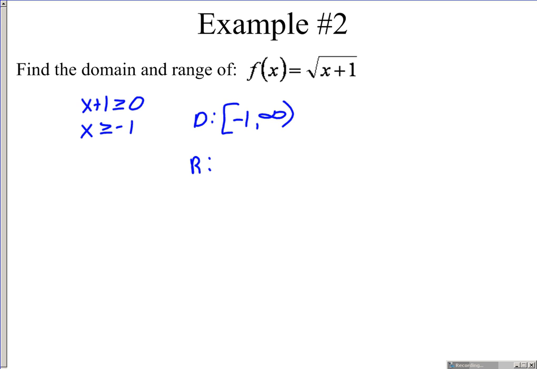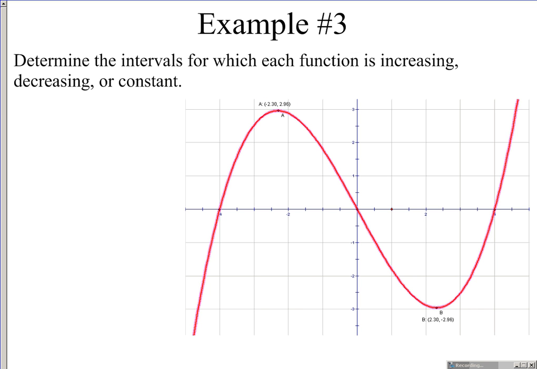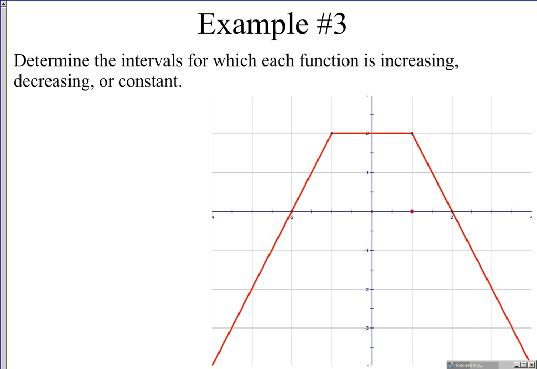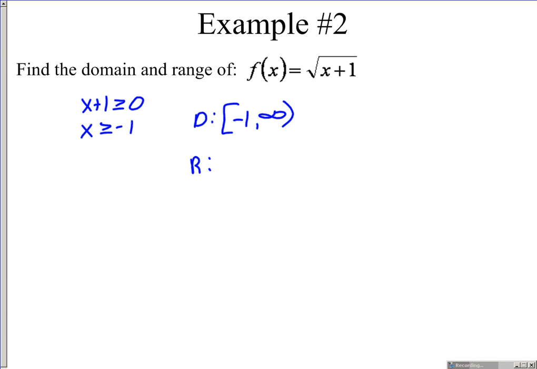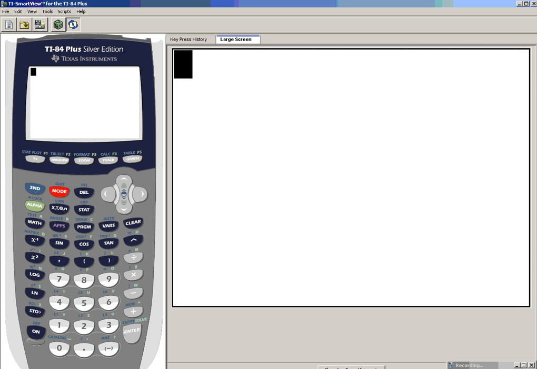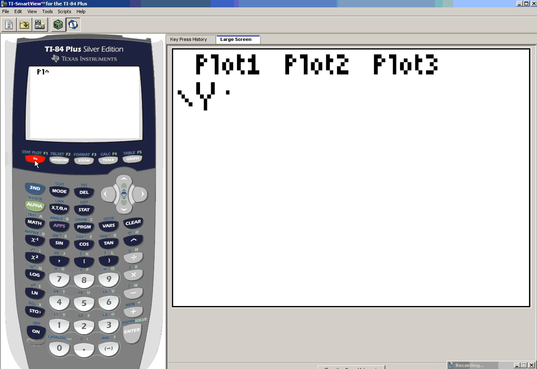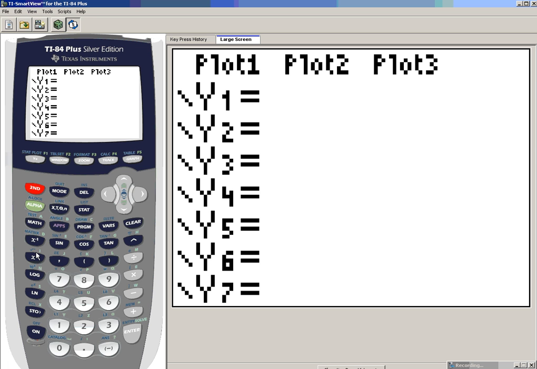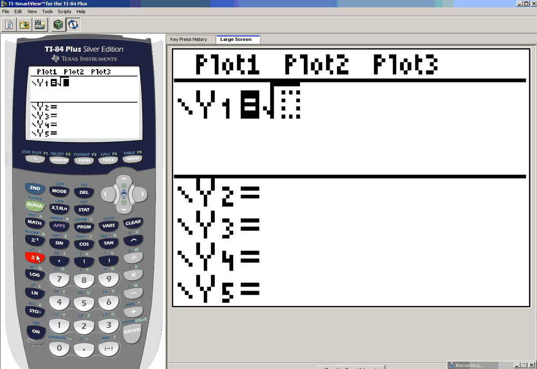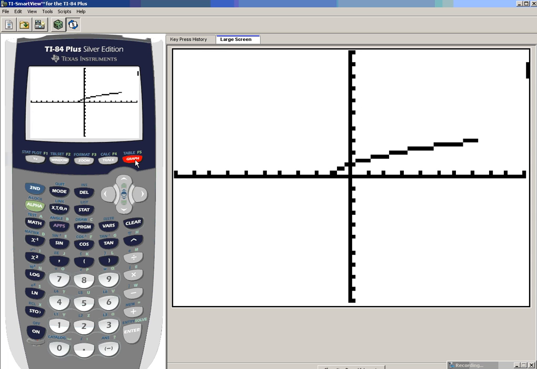To identify the range, we're going to go to our calculator and put that function in. Let's go to our calculator and put in y equals the square root of x plus 1. Graph. You can see a couple things here. From our graph, we can see our domain. How far left does the graph go? It goes to -1. How far right does the graph go? To infinity. So there's another way graphically we could get the domain.